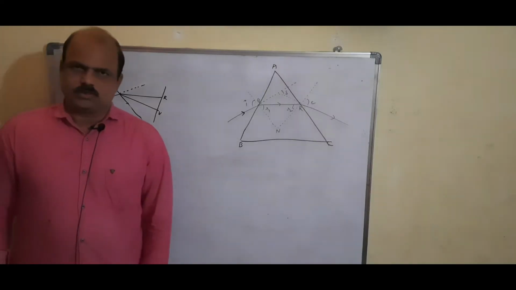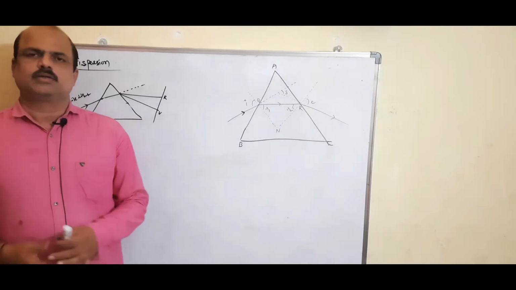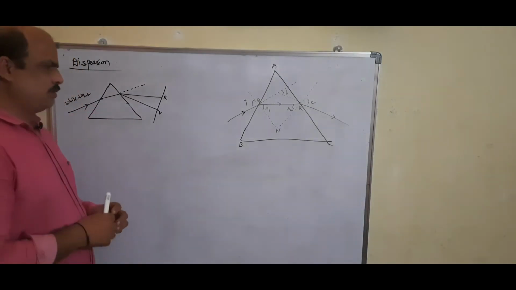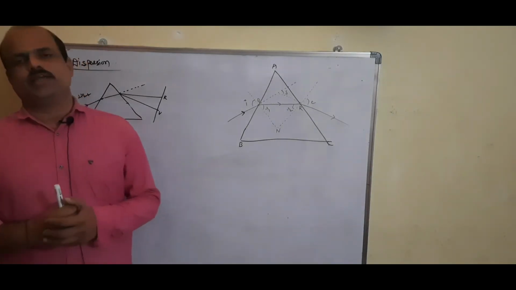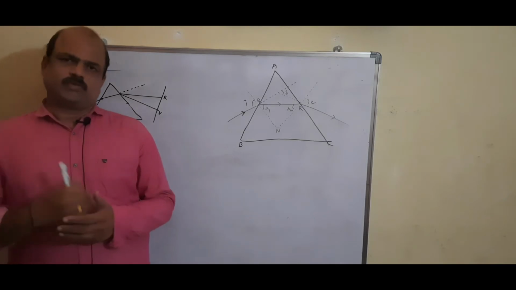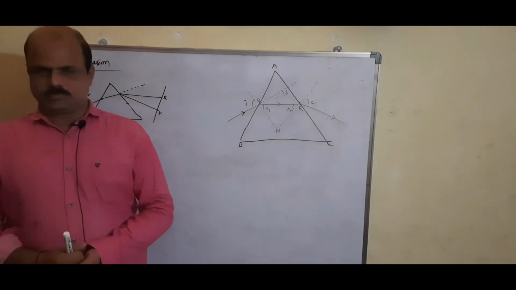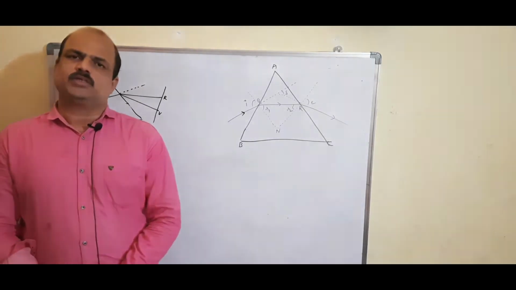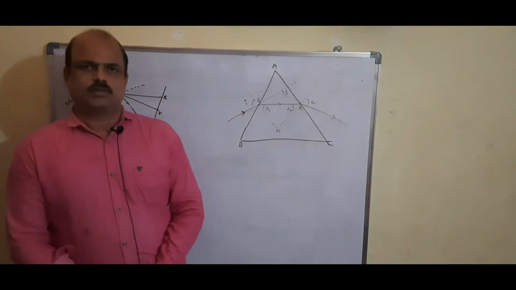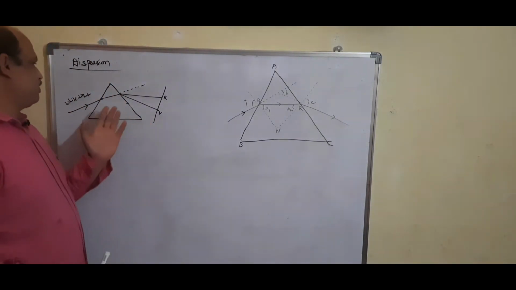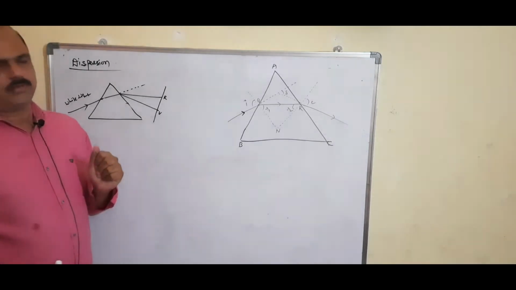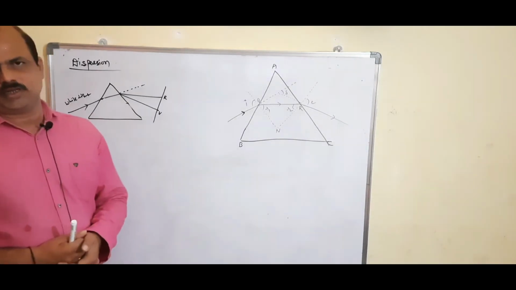We are going to discuss dispersion. What is meant by dispersion? Splitting of white light into 7 component colors. That phenomenon in light is called dispersion. Whenever light is passing through a prism, it splits into 7 colors.